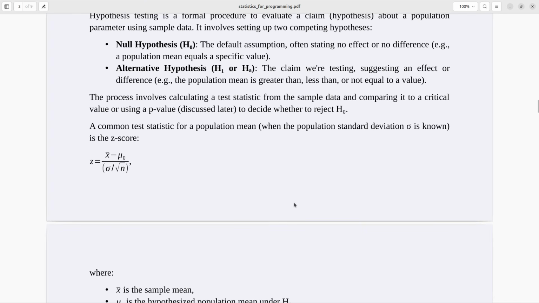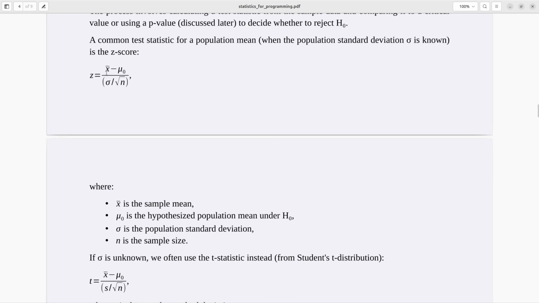For hypothesis testing, we need a common test statistic for a population mean when the population standard deviation sigma is given. That test statistic is called the z-score, and the z-score is evaluated by this formula. X bar here is the sample mean obtained from the data, and mu0 is the hypothesized population mean under the null hypothesis. That means we use that hypothesized population mean to claim that there is no effect under a given action, okay? And sigma here is the population standard deviation, which is a quantity given before you take the test. And n here is the sample size, okay? So you use all these four variables to calculate the z-score, okay?